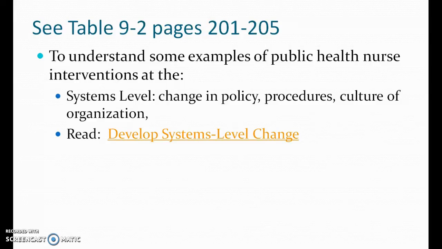So I want you to look at Table 9.2, which is on pages 201 to 205. And again, this goes into some beautiful examples of the interventions, the 17 interventions from the wheel, and examples of how nurses work at the systems level, the community level, and at the individual level. Now I have a link here. If you download these slides in Canvas and click on those links, there's going to be some articles and some websites for you to visit to understand systems level change, individual level change, and community level change.